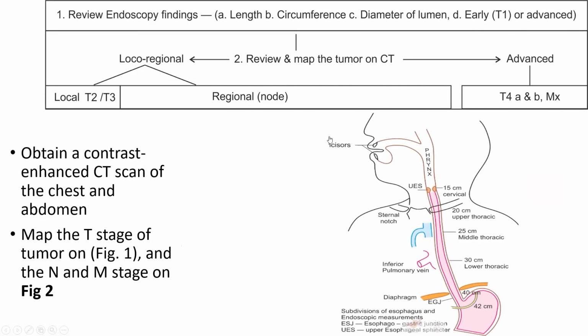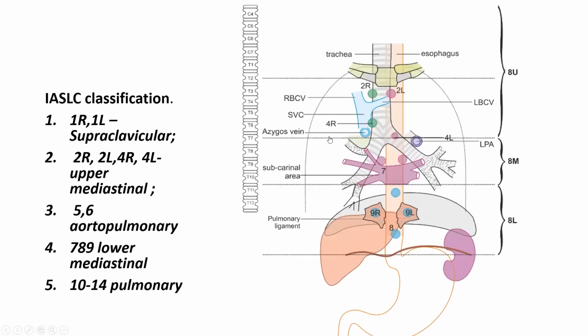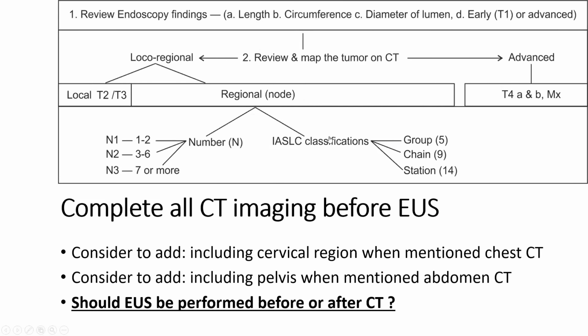I want to associate it with my EUS finding. Some people are so sure of their examination that they don't want to look at the CT before proceeding towards endoscopic ultrasound. So I will again look at where the tumor is, then decide accordingly, and then proceed with any staging and decide which lymph nodes are involved.